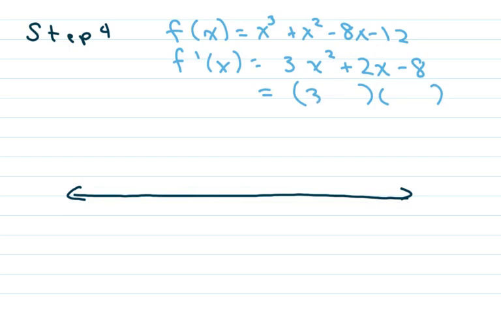3x minus 4 and x plus 2. Set this to 0. So our zeros are at 4/3 and negative 2. So I'm going to put that on the number line, negative 2 and 4/3. And I'm going to pick numbers and plug them in and see what happens.